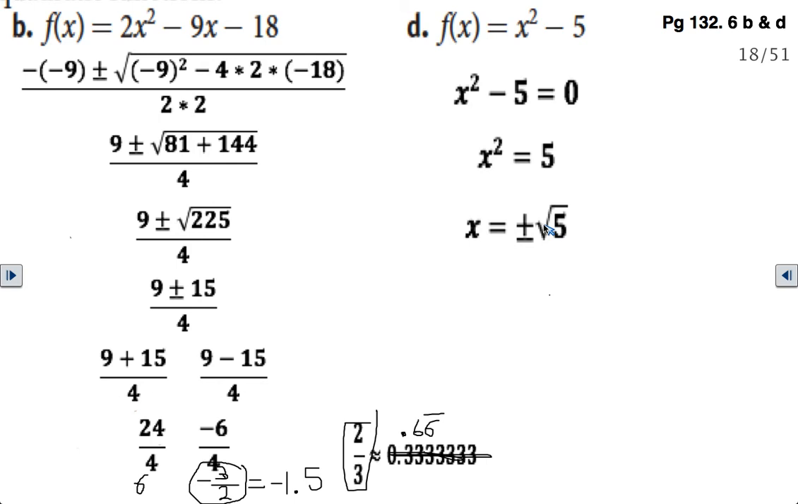Now, the instructions on the paper on the board tell you that you need to do 3 of these. I just did 2 of them with you. I want you to do 3 more.